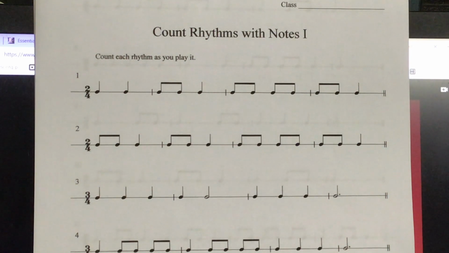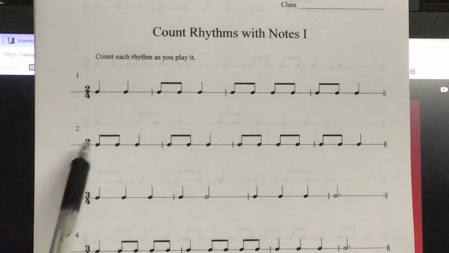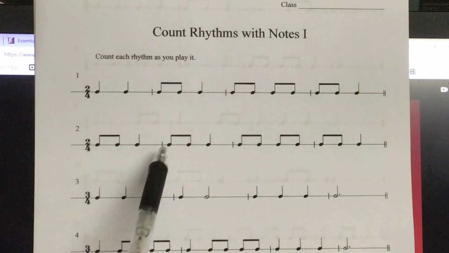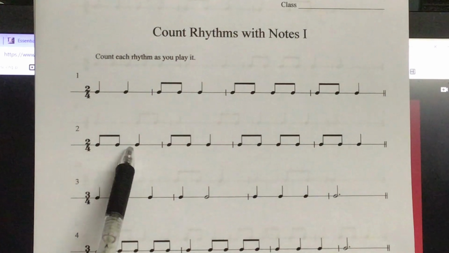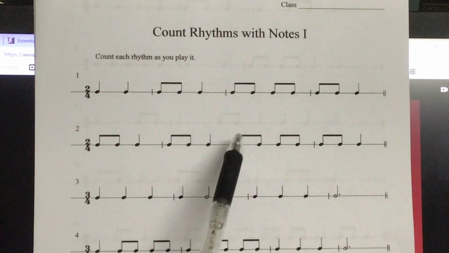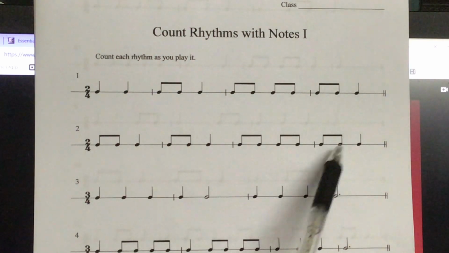All right, let's take a look at the second line. So on the second line, we have two eighth notes, quarter, two eighth notes, quarter. So this is how the second line goes. 1 and 2, 1 and 2, 1 and 2, and 1 and 2.